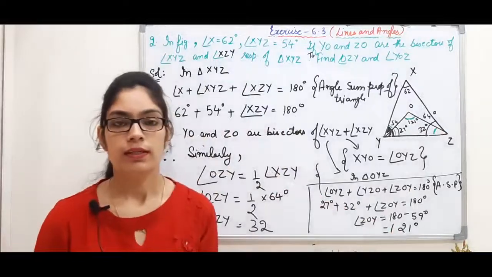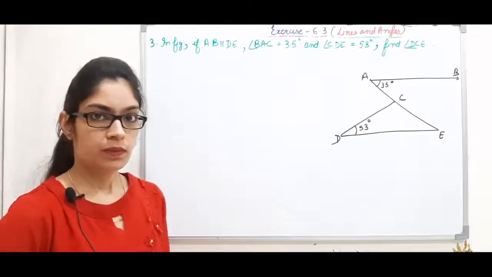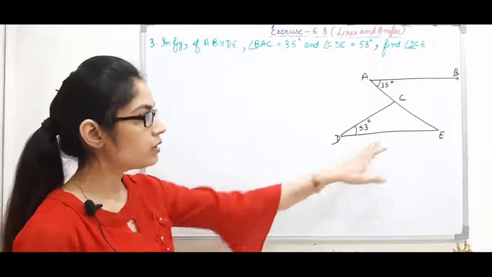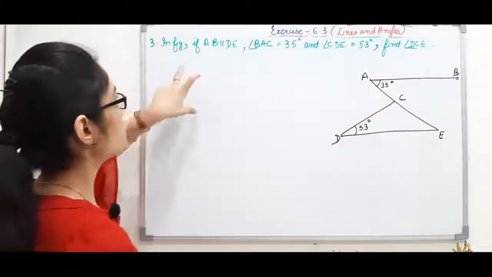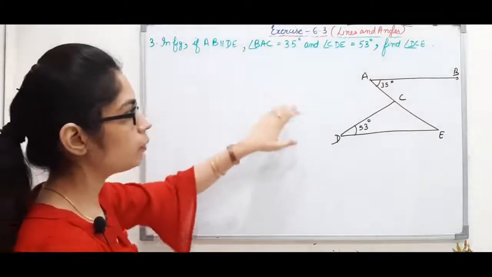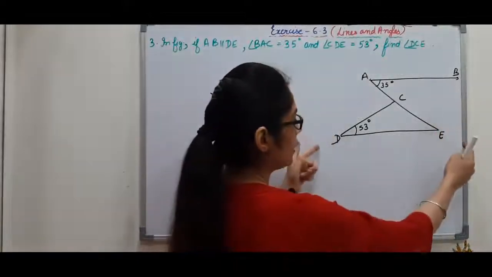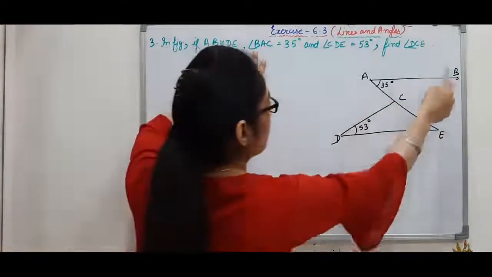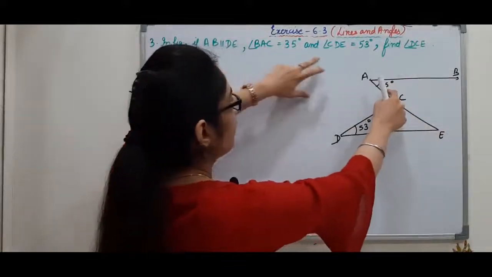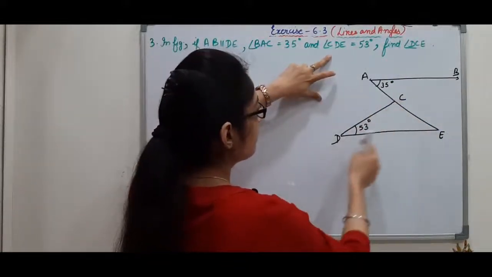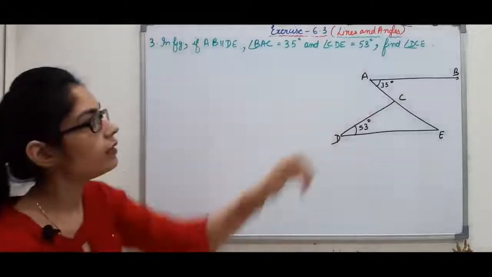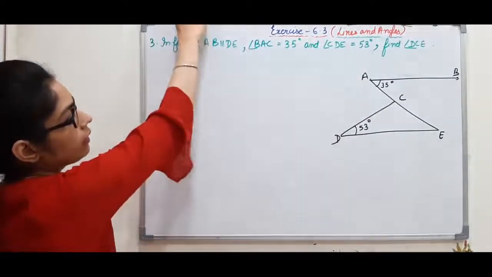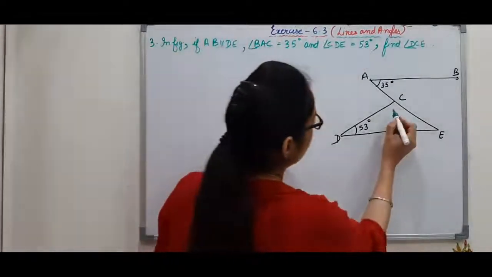Now let's do the next question. In question number 3, this figure is given to us and it's mentioned that line AB is parallel to DE. Angle BAC is equal to 35 degrees and angle CDE is equal to 53 degrees. Find angle DCE. So this angle we have to find.